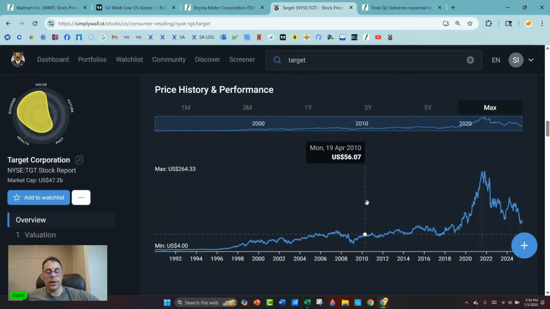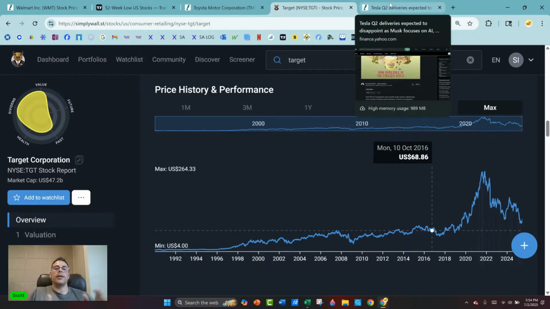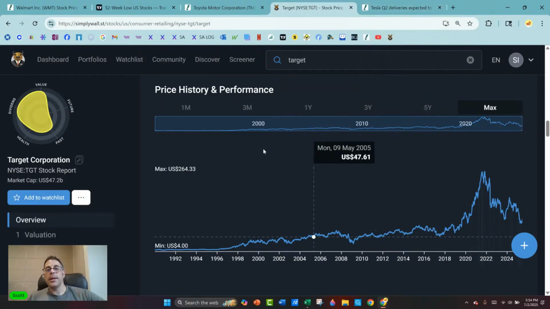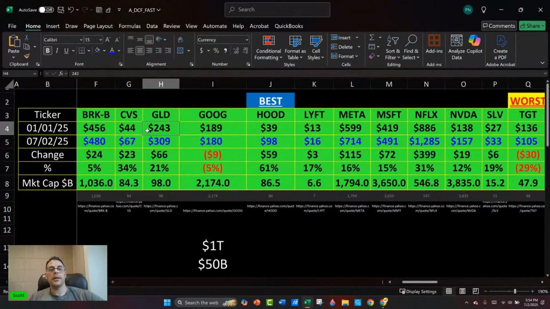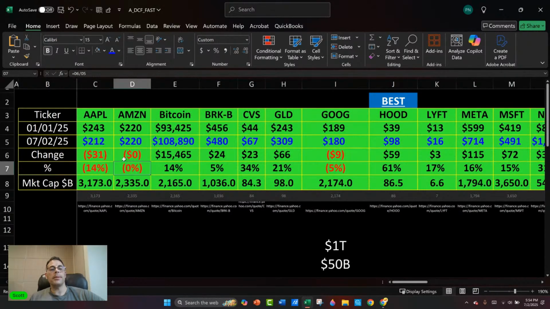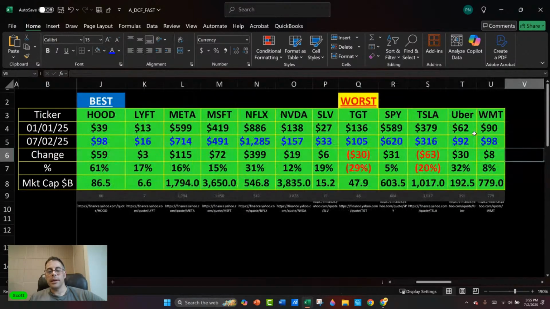So why is Target down? And people will say, anytime you ask a question, people will just give you a general response, tariffs. But then you could always debunk, like, okay, if it's tariffs, then what's CVS? What's the difference? Pretty much same thing, and CVS is up 34%. And Amazon's flat. So tariffs should definitely affect those companies.